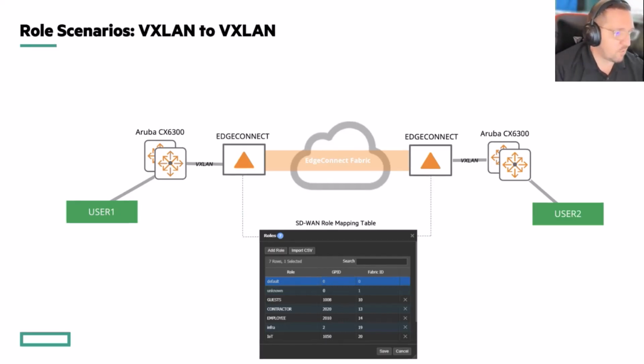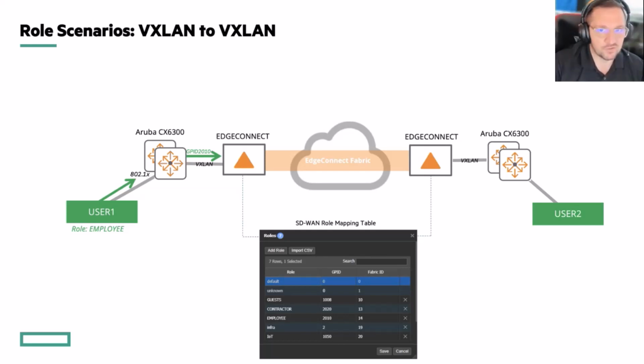All right, so let's talk about how it works. Imagine user 1 wants to connect to user 2. On the left, user 1 802.1X authenticates against the switch and gets the role employee. The switch will then have a series of configurations that map the employee role to a GPID. This is configured in the Fabric Wizard. Actually, it's configured in the security node of the global section of Central Classic.